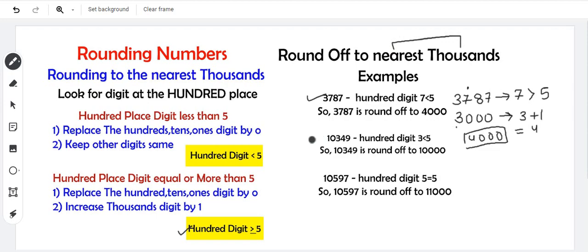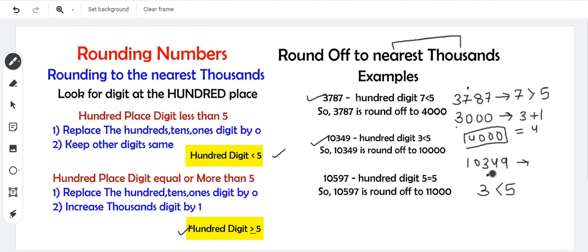Okay, come on, next one. The number is 10,349. Which number? 10,349. In this number, first we will look for the digit at the hundreds place, which is 3. Compare this digit with 5. It is smaller than 5. It holds the first condition. According to the first condition, the first rule is replace the hundreds, tens and ones digit by 0.